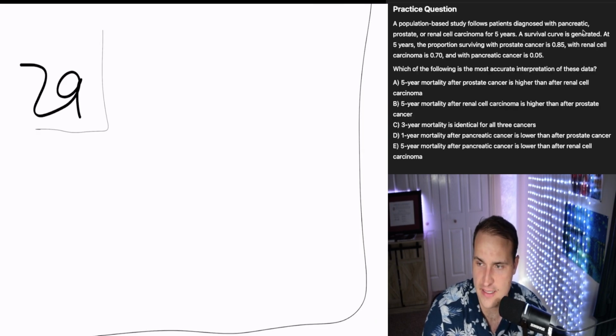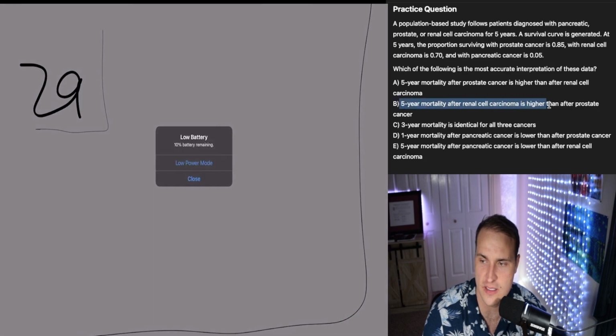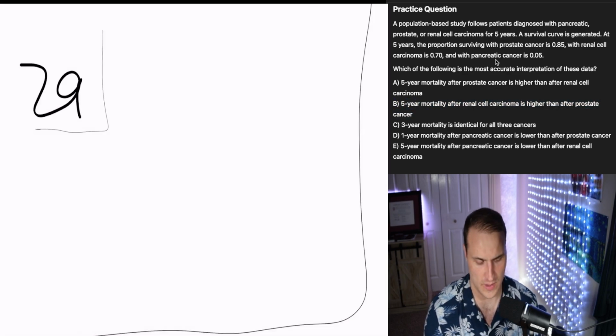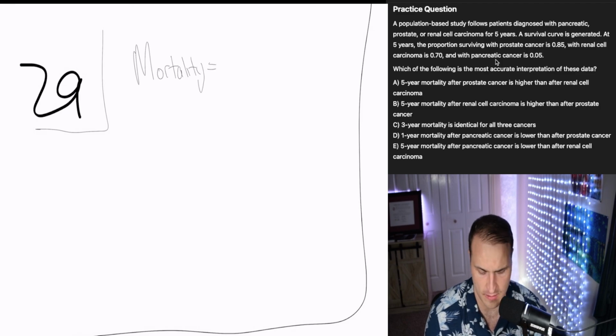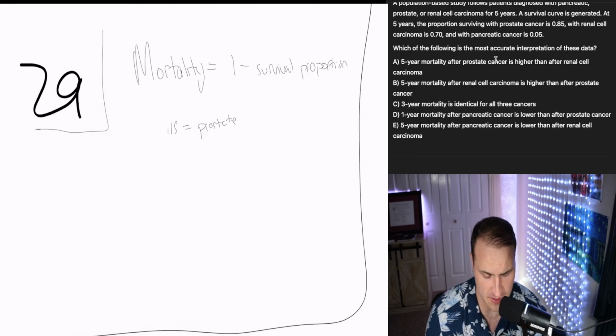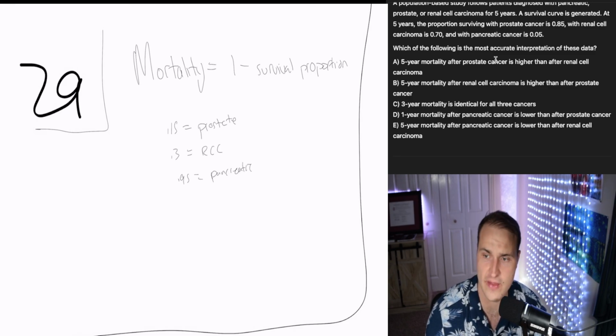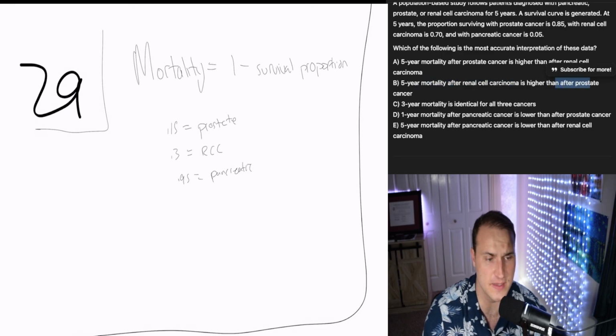For 29, we got a study that follows patients diagnosed with pancreatic, prostate, and renal cell carcinoma. What's the most accurate prediction of this data? The answer is that 5-year mortality after renal cell carcinoma is higher than after prostate cancer. What you need to know is that mortality equals 1 minus the survival proportion. Renal cell is 0.7, so the mortality is 0.3, and pancreatic has a mortality rate of 0.95. That means 5-year mortality after renal cell being higher than prostate is a correct statement, and that's why it's the correct answer.